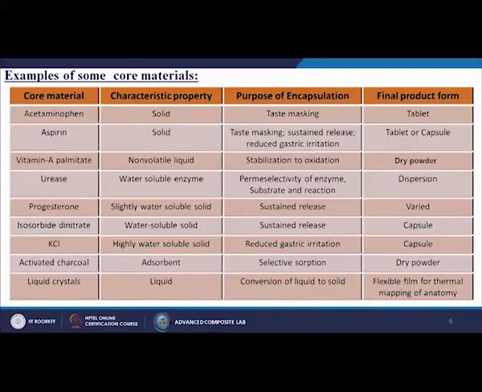And what is the final product form? Generally we make tablets with the help of acetaminophen or aspirin. We generally take it as a tablet or in the form of capsules. In some cases we use dry powder, flexible powder, or flexible film for thermal mapping of anatomy. These are all the applications for which we do microencapsulation. Now we are going to discuss the several processes related to microencapsulation.